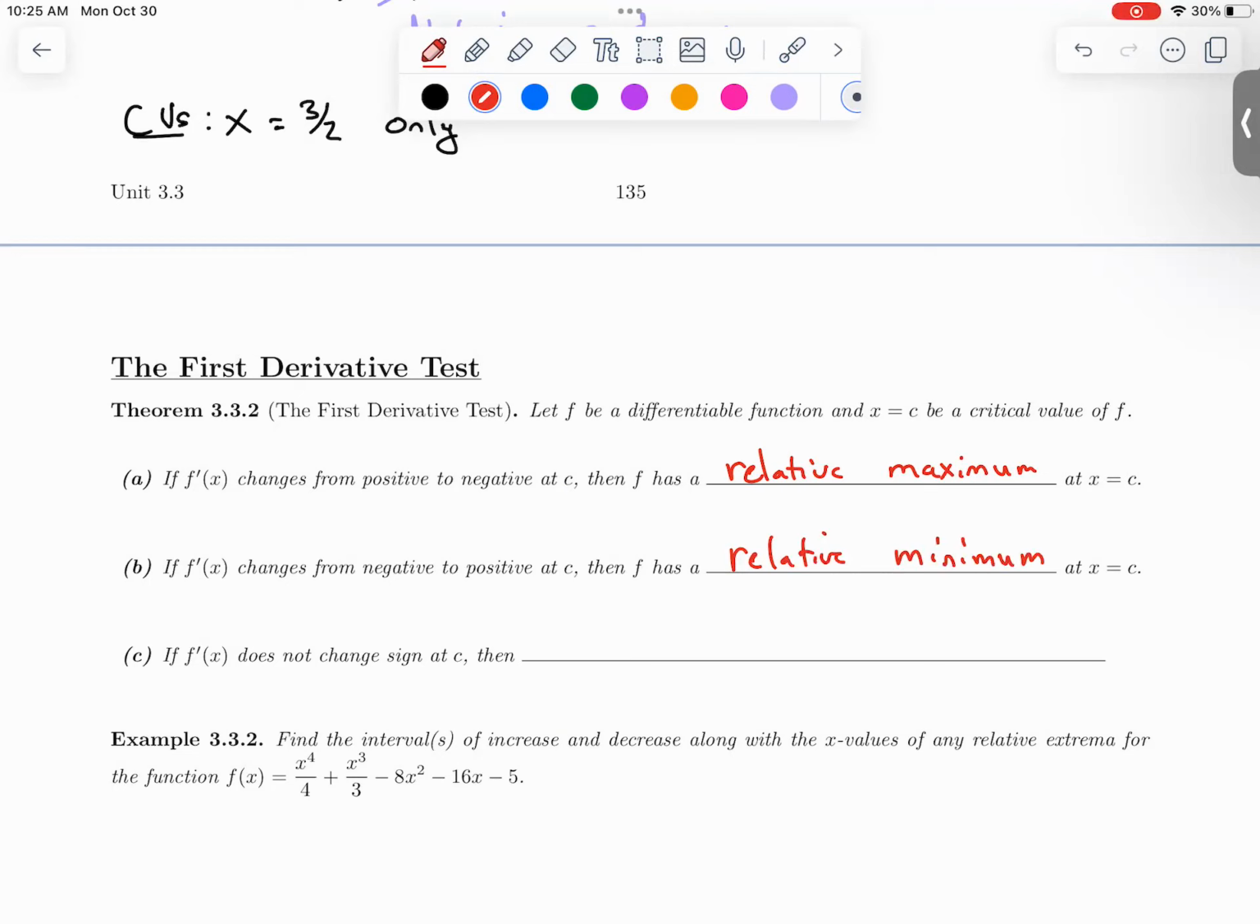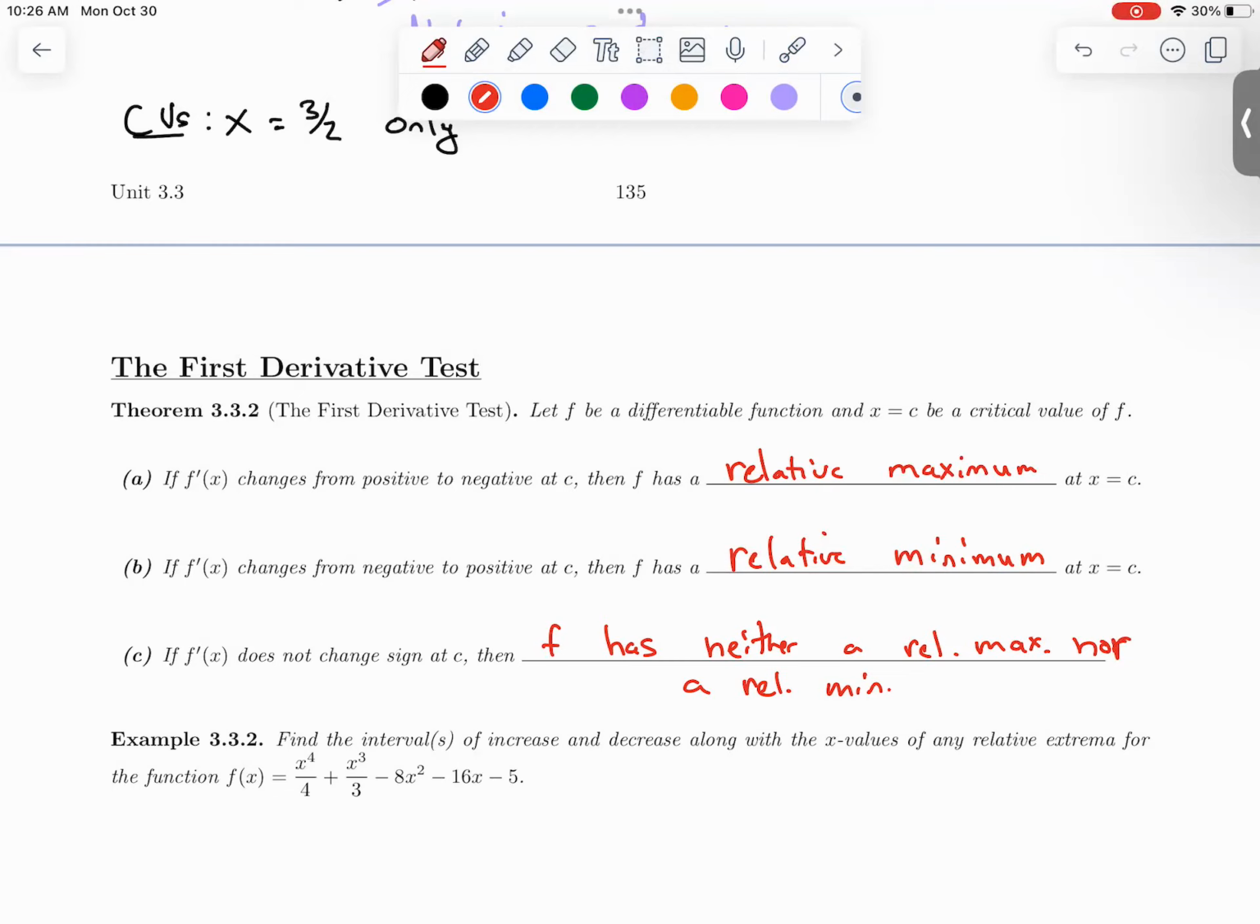And if f prime of x does not change sign, like if it stays positive on both sides of the critical value, then f has neither a relative max nor a relative min. So it doesn't have either.